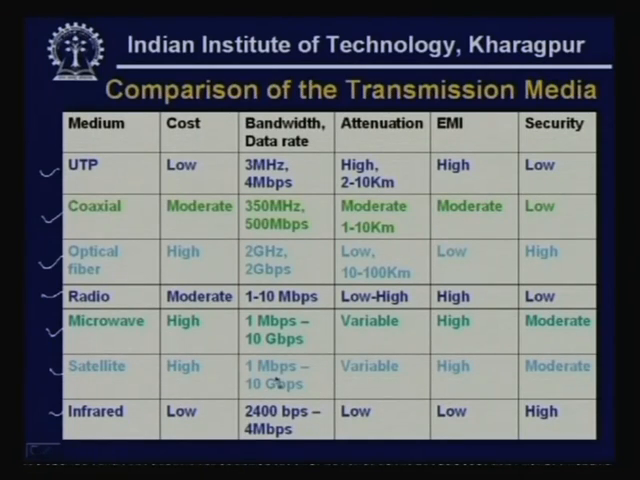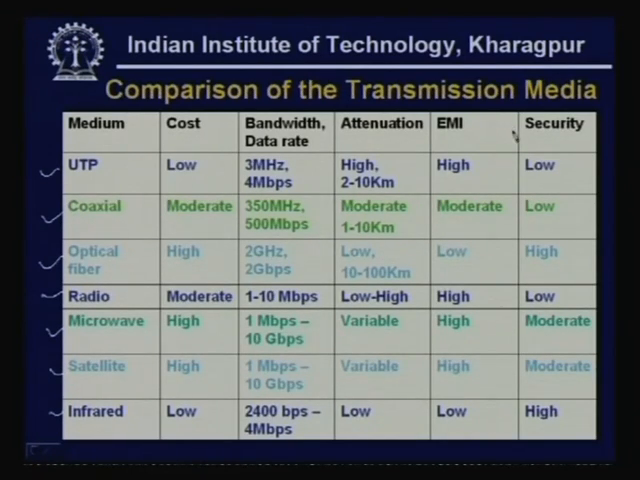In terms of bandwidth, as we know, UTP has the lowest bandwidth and optical fiber has the highest bandwidth. Then so far as the unguided media is concerned, microwave gives you the highest bandwidth, and of course, microwave is used in two cases. The first one is terrestrial microwave and the second one is satellite microwave, which gives you high bandwidth. In terms of attenuation, we find optical fiber attenuation is the lowest, and of course, for microwave, as you can see, the attenuation is variable depending on the atmospheric condition.